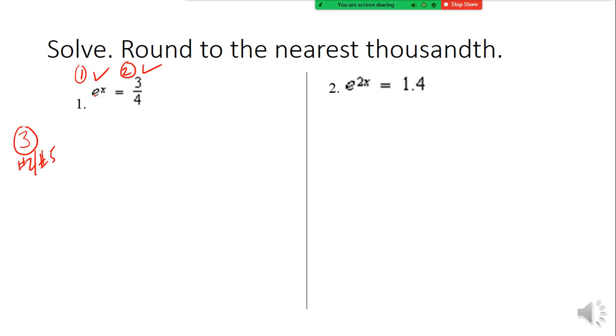So property number 2 says that the inverse of e is natural log. So we have the natural log of e to the x equals the natural log of 3/4, because what I do to one side, I have to do to the other. What happens to natural log and e? They cancel. So we're left with x equals the natural log of 3/4.